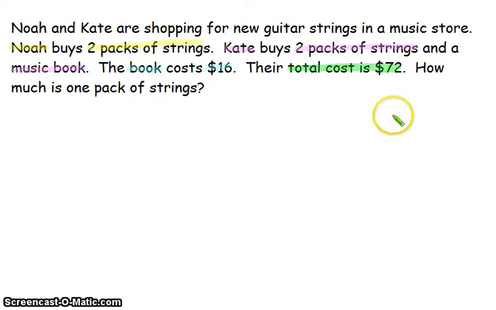So very important here, how much is 1 pack of strings? This is very, very similar to our tickets in the last equation. Let's start with Noah. I'm just going to put a big N here. This is what Noah purchased. All he bought was 2 packs of strings. Again, you want to label: S is going to represent my strings. That's all he purchased, 2 packs of strings.